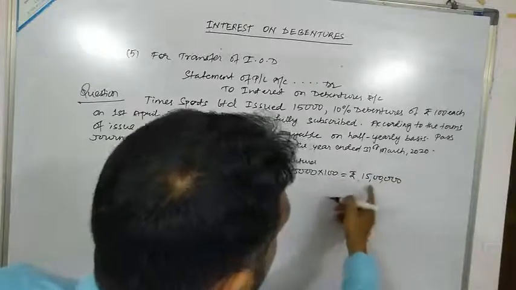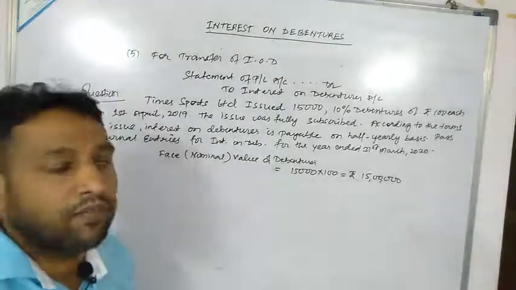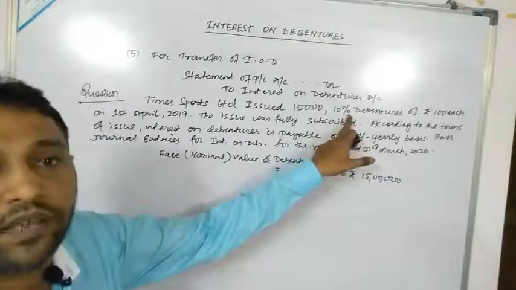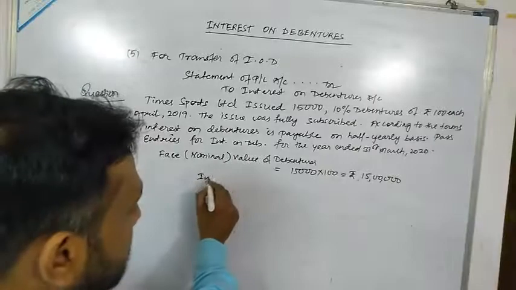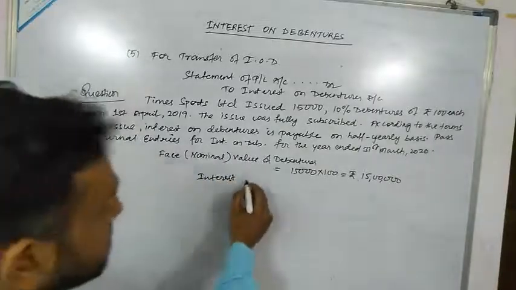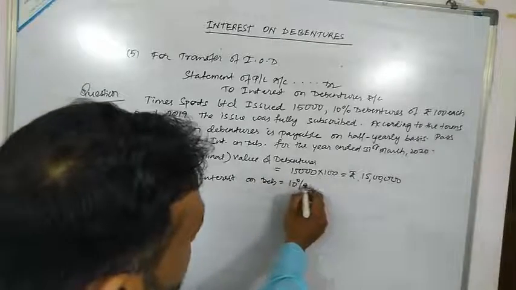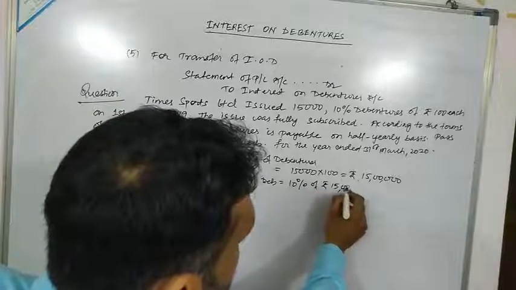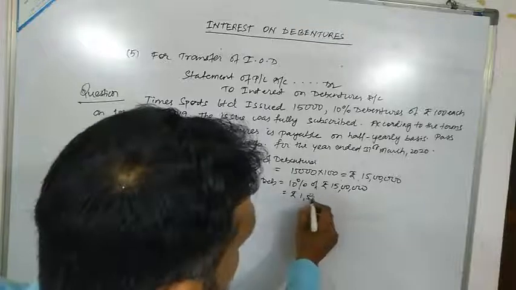ठीक है, तो 15 lakhs के हिसाब से तुम्हारा फेस वैल्यू हो गया डिबेंचर्स का. नाउ व्हाट इज द रेट ऑफ इंटरेस्ट? इंटरेस्ट रेट इज गिवन 10%. दैट मींस interest on debentures would be how much? Interest on debentures would be 10% of rupees 15 lakhs. 15 लाख का 10% कितना होगा? That is your rupees 1,50,000.